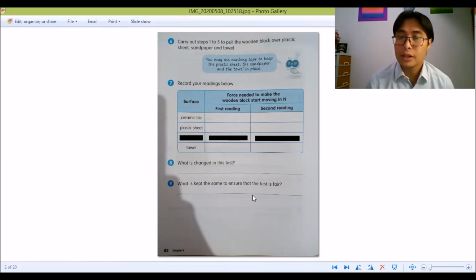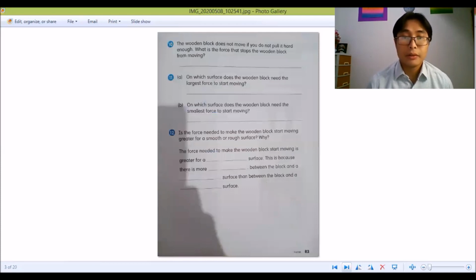What is the change in this test? What are the things that we change? And then number 9, what is kept the same to ensure that the test is fair? So what is the thing that is the same in each situation? And then number 10, 11, and 12. So answer the following in your own words. Okay.